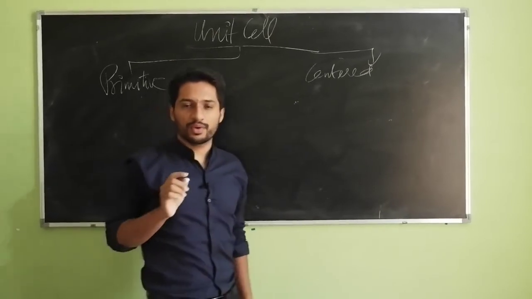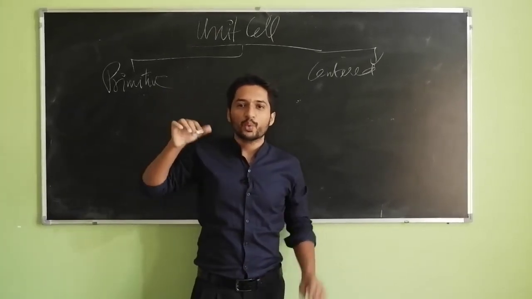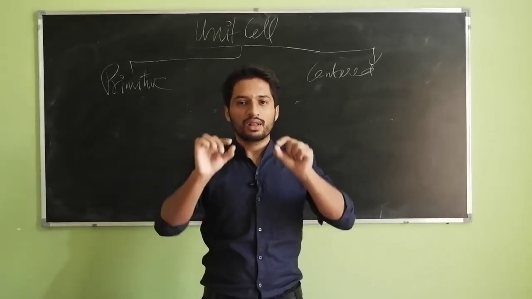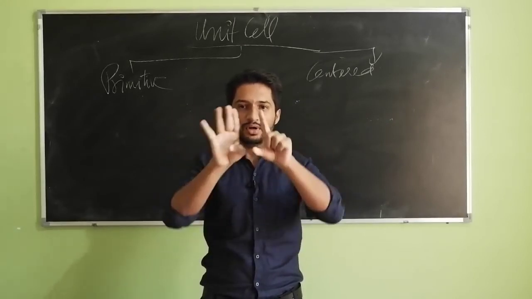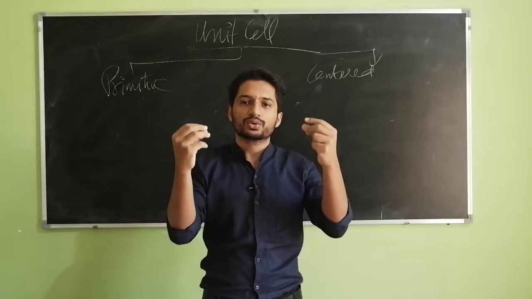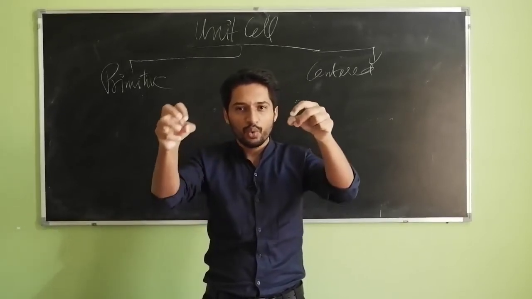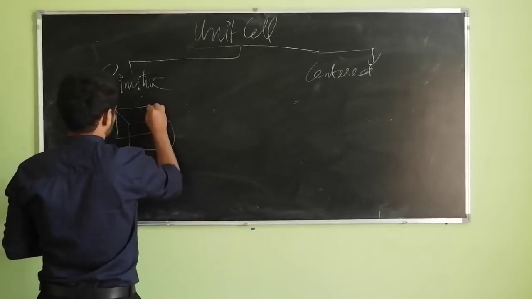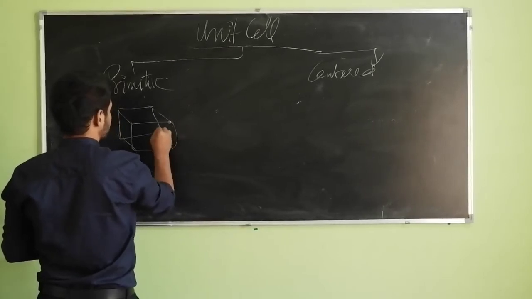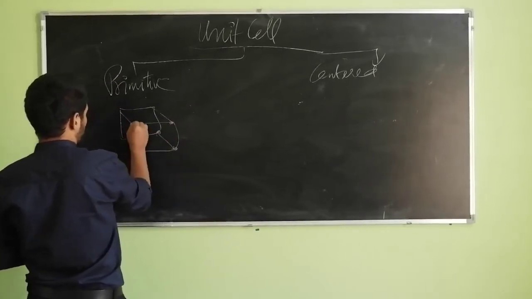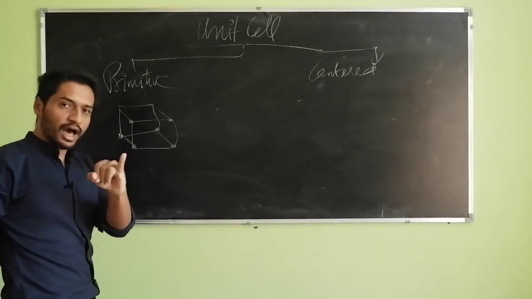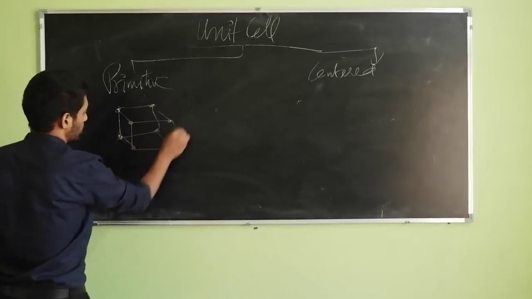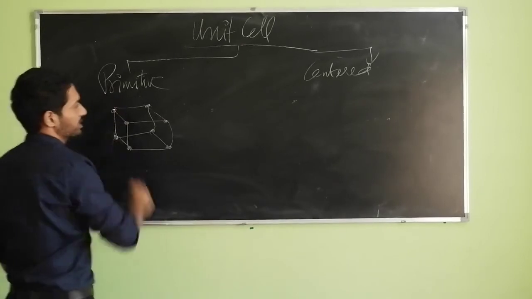Alright. So what is a primitive unit cell? In case of a primitive unit cell, we have the constituent particles, which are either atoms, ions, or molecules, only at the corner. The atoms or molecules or ions will be present only at the corner. Let me show you. Okay. So this is what a primitive unit cell looks like. Either atom, molecule, or ion, which are also known as constituent particles, will be present only at the corners. So this is what a primitive unit cell is.